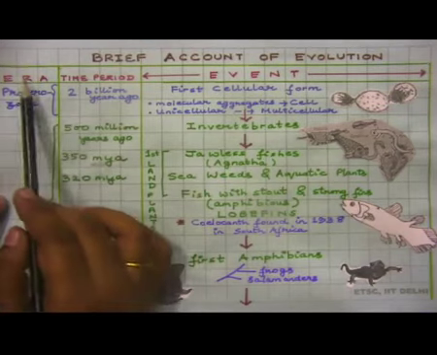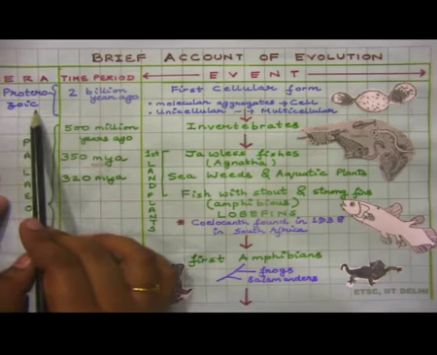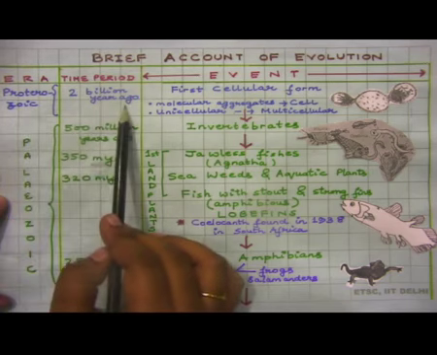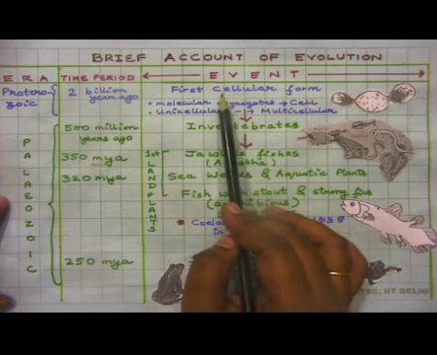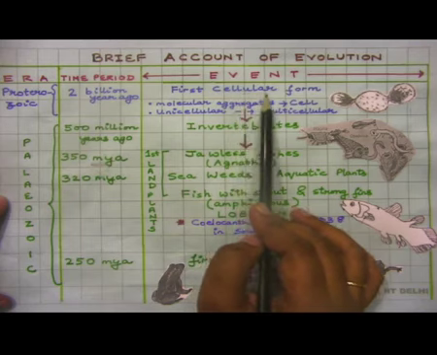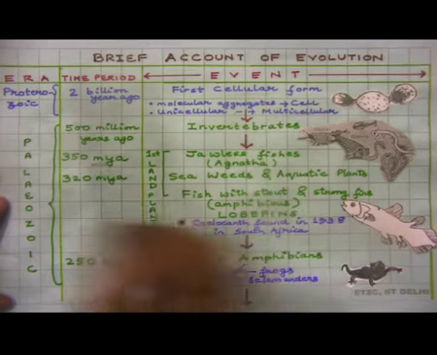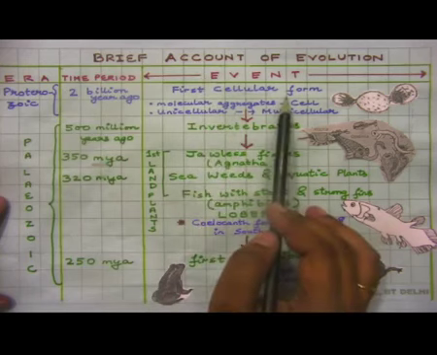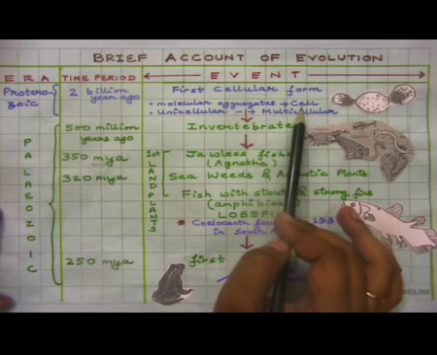This table shows you the era, time period and the event. Proterozoic era, which was about 2 billion years ago, first cellular form was formed. Try to recall how the chemical evolution took place. The condition on earth was suitable for a chemical reaction to be initiated, and that led to the formation of biomolecules. They polymerized and condensed and formed macromolecules. They formed a membrane around them and could form the first cell.